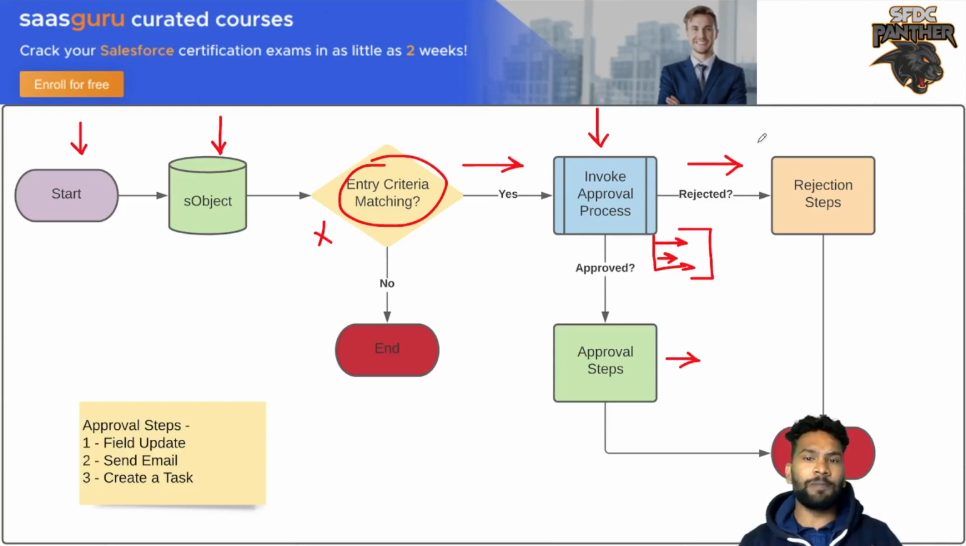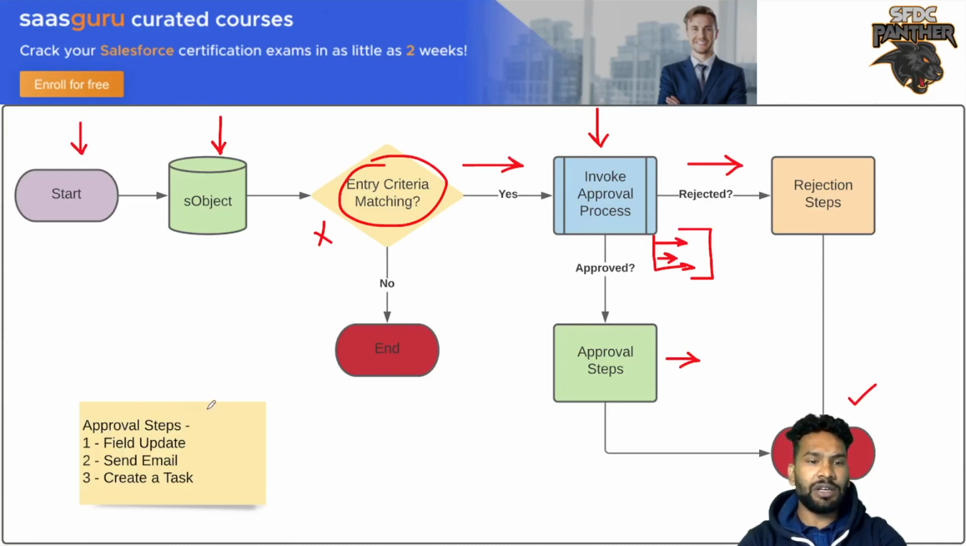For example, put the profile on hold, or if we talk in terms of opportunities, then we will say don't go ahead with the customer, or try to negotiate more on that side. And then at the end, our process is going to end. So this is basically what a typical approval process looks like.